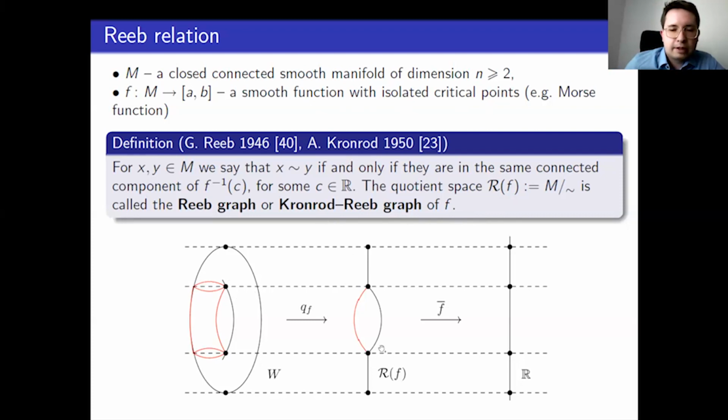Here we see a classical example of a height function on the torus and its Reeb graph, which has one cycle. For example, this red cylinder is contracted by the quotient map to this edge of the graph. It should be noted that we can consider Reeb graphs for wider classes of functions. For example, Michalak recently proved that if we consider a function with infinitely many critical points, but with finitely many critical values, then the Reeb graph is also a finite graph.